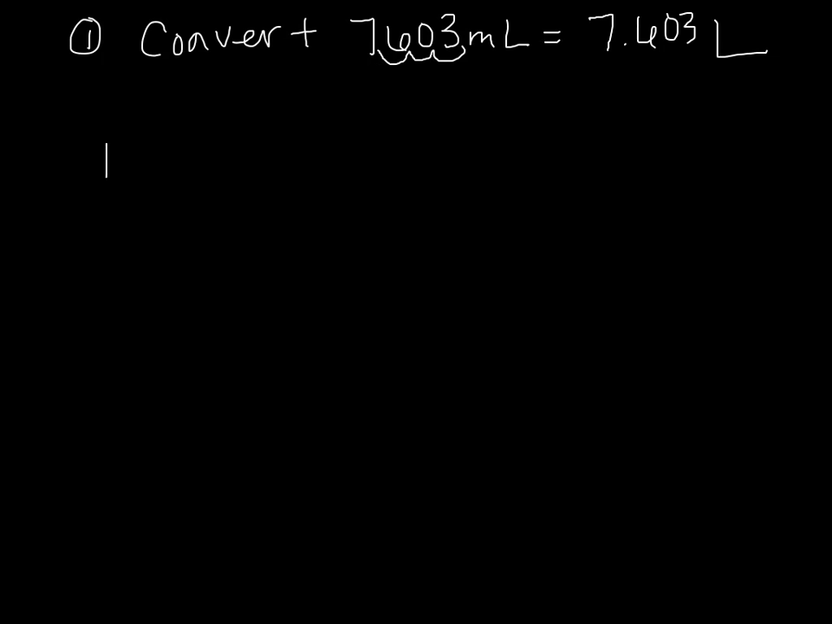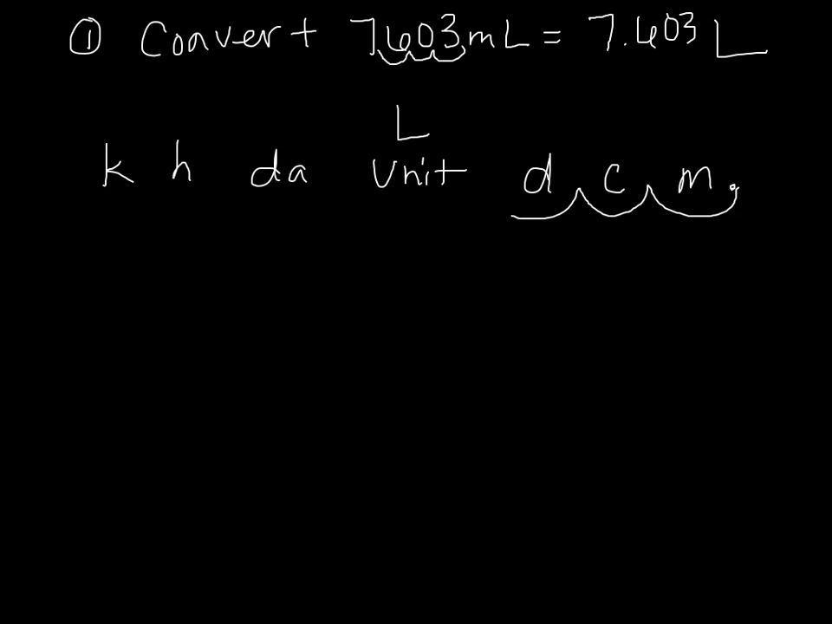So again, we have K, H, dA, then our unit. Then we have D, C, M. Right now, I'm at milliliters, so my decimal point's right here. I want it to be liters, which would be the unit. The unit is liters. So I have to bring it back 1, 2, 3. So I know that I need to bring it back 3 spots. So what I'm doing, I'm moving to the left, so I divided by 1,000.